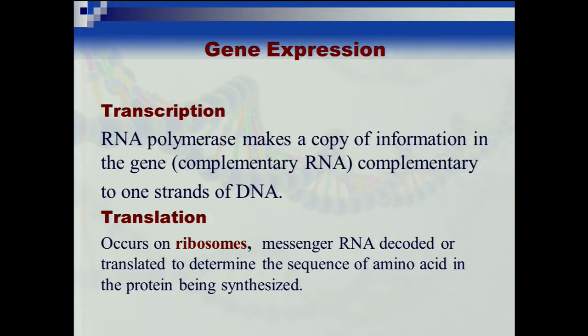So the transcription, I told you, what is the transcription? Transcription is when the RNA polymerase makes a copy of the information in the DNA. When it makes a copy, one of the bases is replaced, because DNA has ATGC, but the RNA gets AUGC. So wherever the thymine was, the T gets replaced with U, but the other bases remain the same.